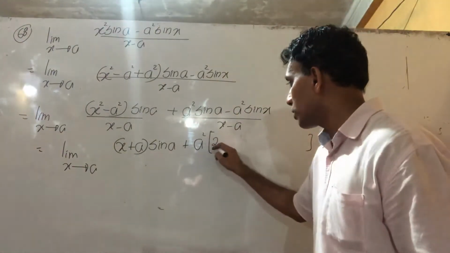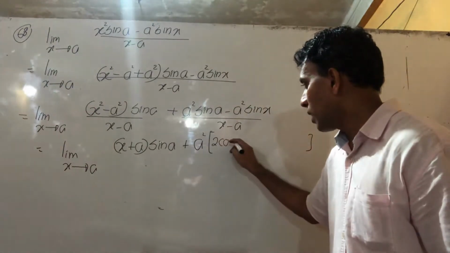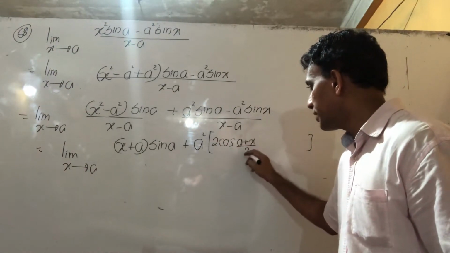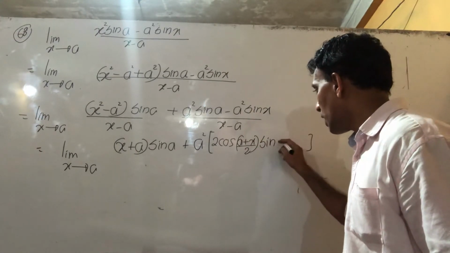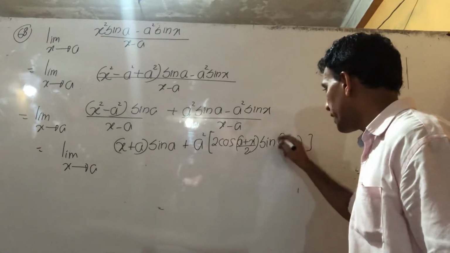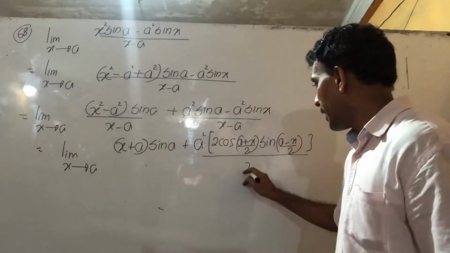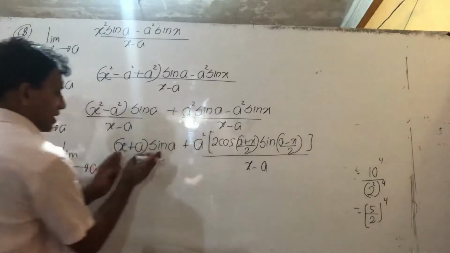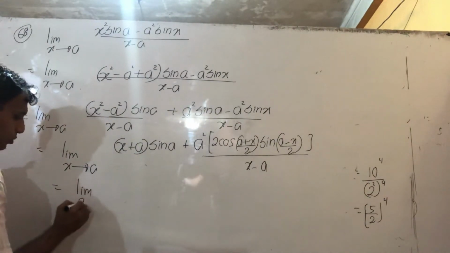That is 2 cos, then add the 2, write the half. The other one is sine, subtract, write the half, okay? Subtract, write the half. Okay, that over x minus a. Here no matter about this general form. Now limit x approaches a.